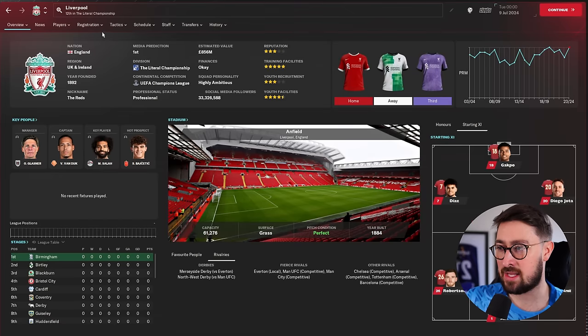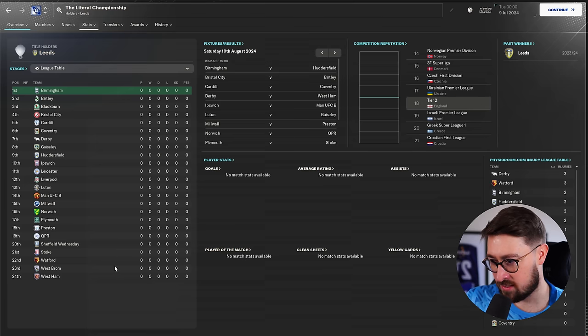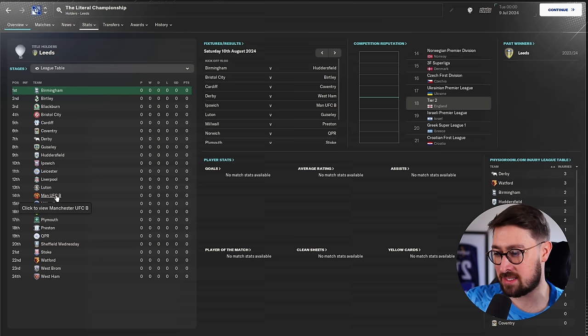Liverpool find themselves in the literal Championship. So you've got in here Liverpool. You've got some Burnley have ended up in there as well. Manchester United B team is in there. They're not supposed to be able to get promoted, but they seem to have done. So that's an interesting one.